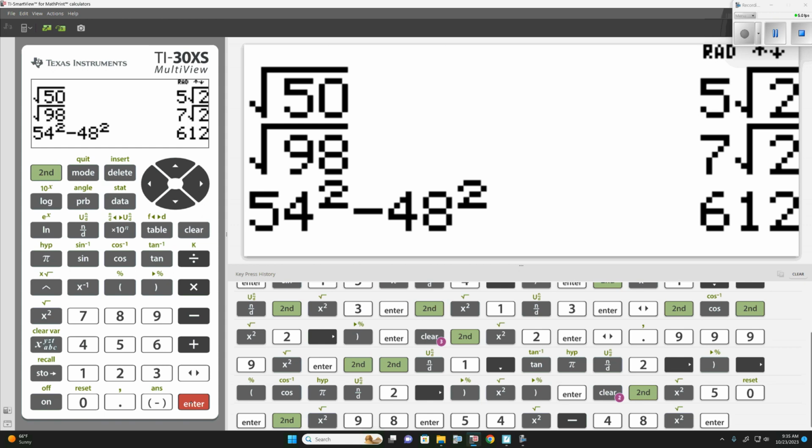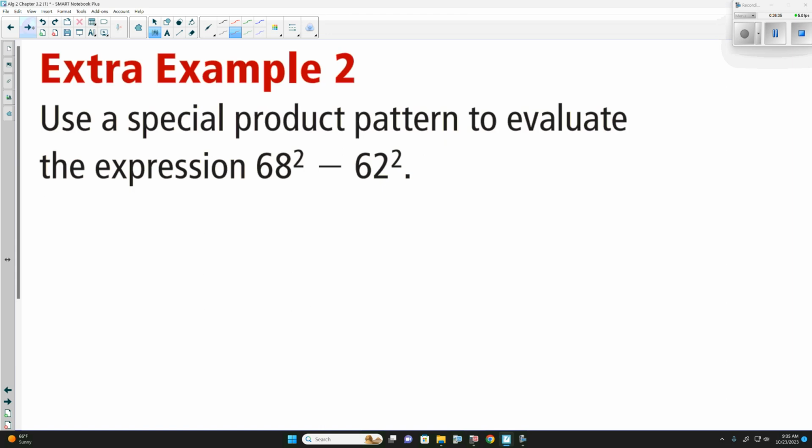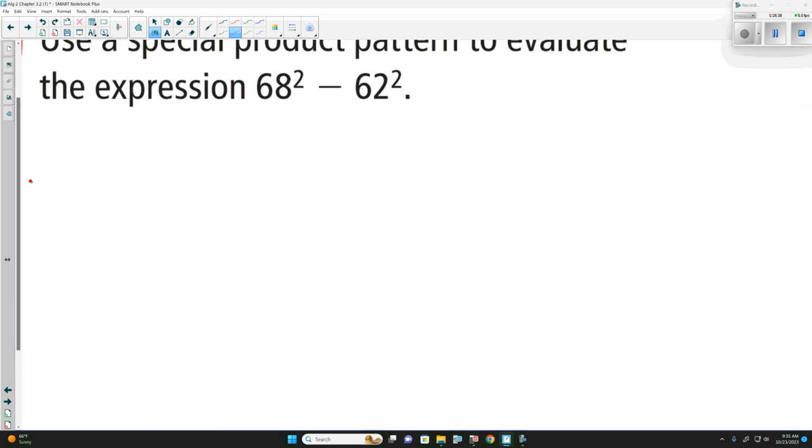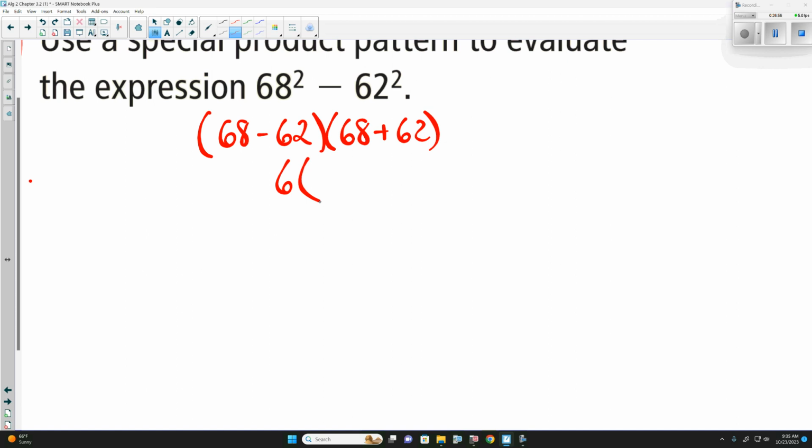Questions on this here? So if we want to evaluate this expression, we're saying 68 minus 62 times 68 plus 62. Well, 68 minus 62 incidentally is 6. 68 plus 62 is 130. And if we multiply by 6, we get 780. Nice. 68 squared minus 62 squared.